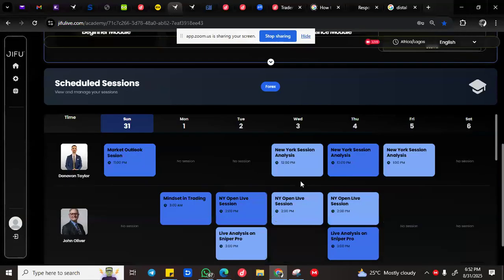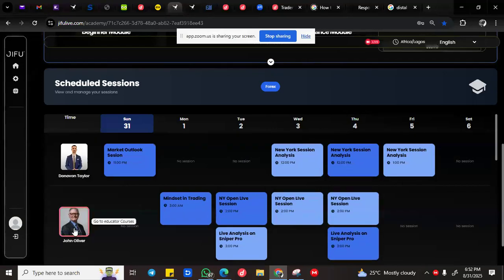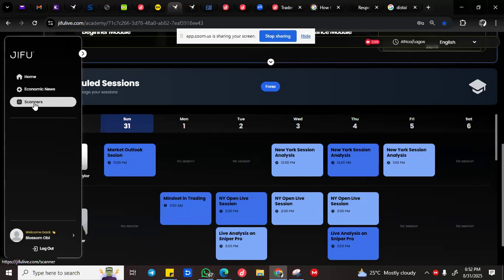Before we leave, these are trading sessions also that you must join. John Oliver is one of the programmers of Sniper Pro, so you don't want to be missing his sessions, all right? John Oliver is like the Sniper Pro himself. So guys, make sure to schedule your time or your deal anyhow. Just make sure to join this session. All right. Now let's head straight to the scanner.